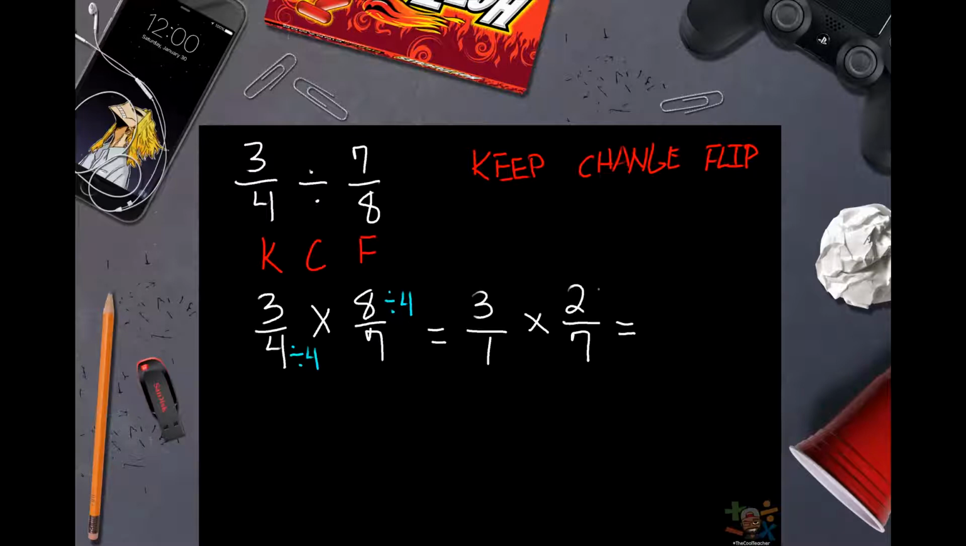Now I'll go ahead and solve this. And when we solve it, remember we're solving from numerator to numerator. That's what we multiply. And denominator to denominator. That's what we're multiplying. Okay? So our 3 times 2, you guys probably already got it, will give us 6. And our 1 times 7 will give us 7. So our answer will be 6/7. So as you can see, 3/4 divided by 7/8 will give us 6/7. And since I simplified already, it's fully simplified.